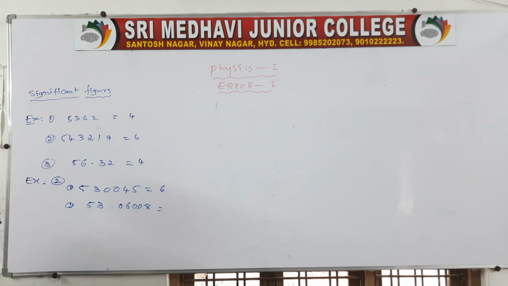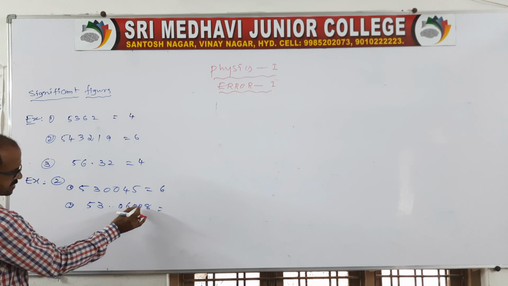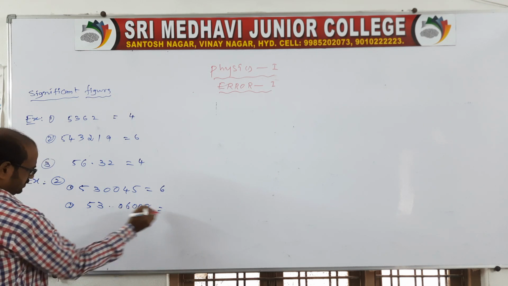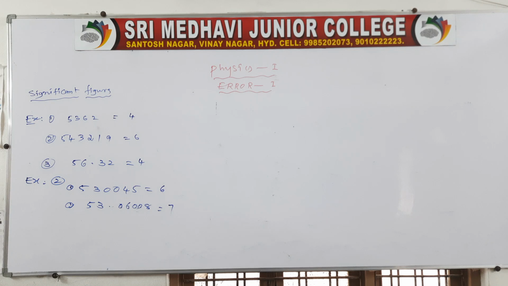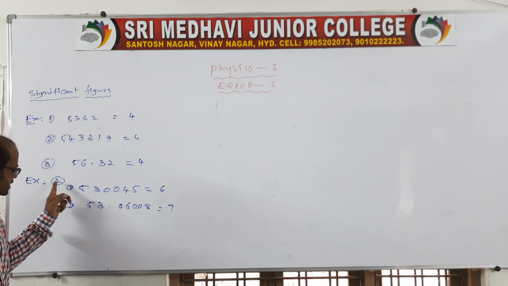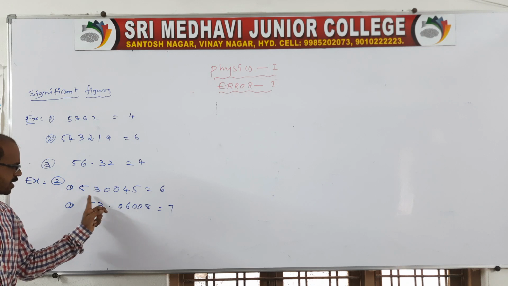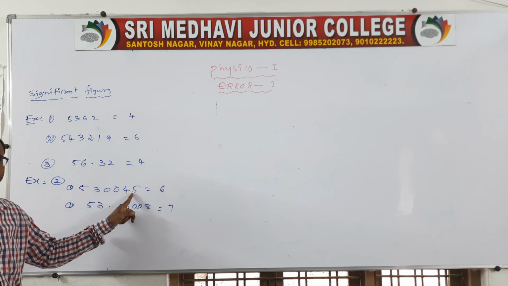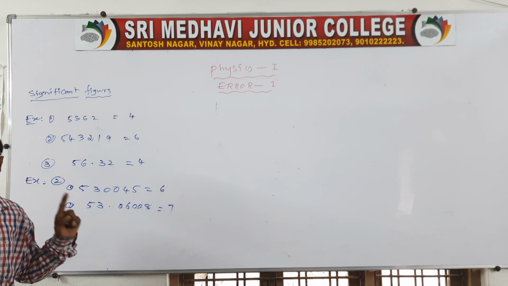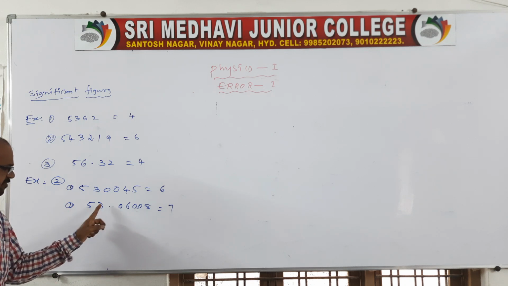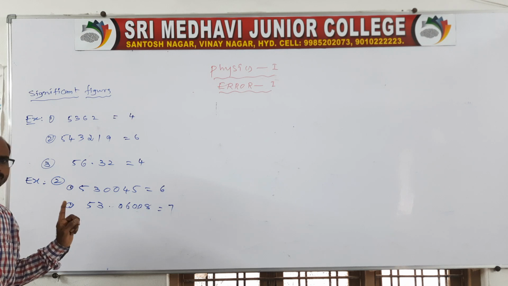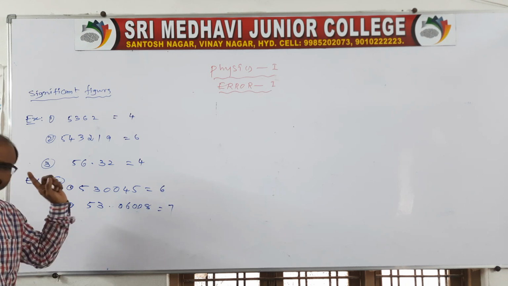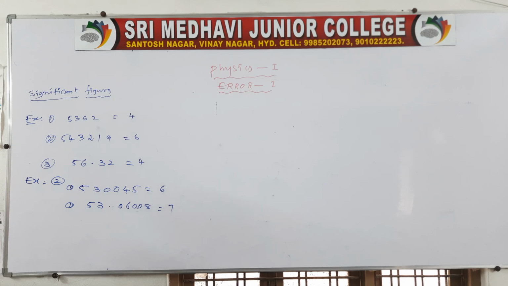Sir, what is the significant count? See, here without regard to the decimal, you count all numbers: 1, 2, 3, 4, 5, 6, 7. Seven is the significant count. Remember, in this second rule, if the zeros are occurring between two non-zero numbers, you count all the numbers. And if a decimal is there, then also you count. This is the second rule for significant figures, right?